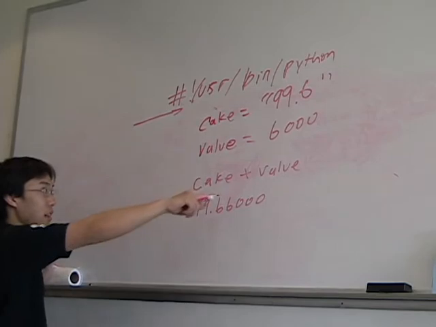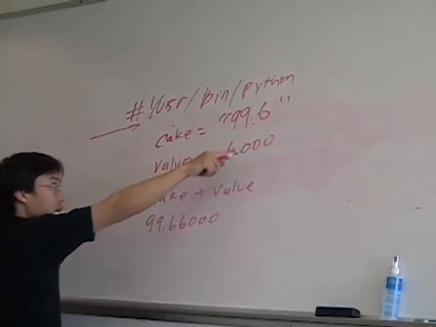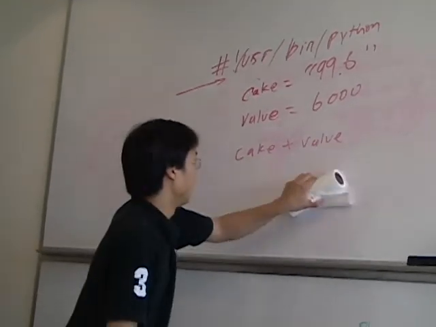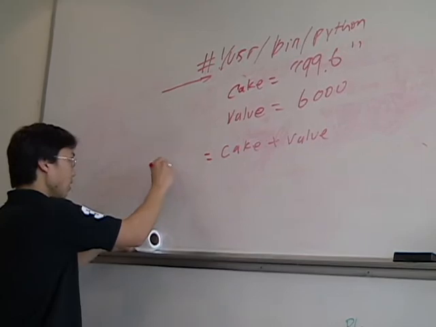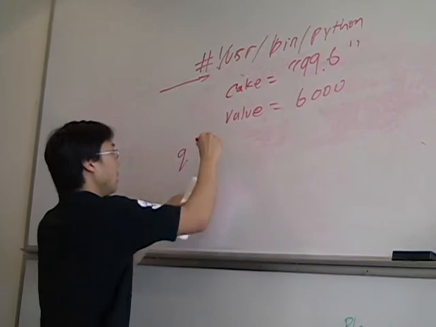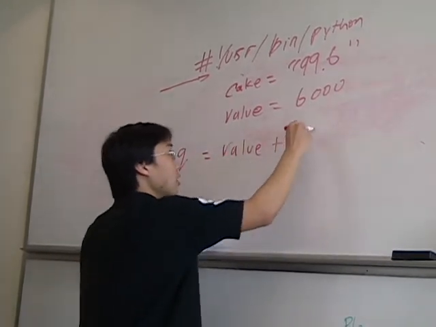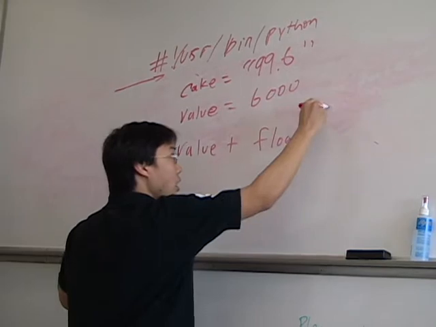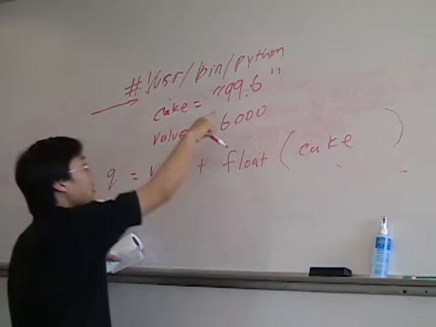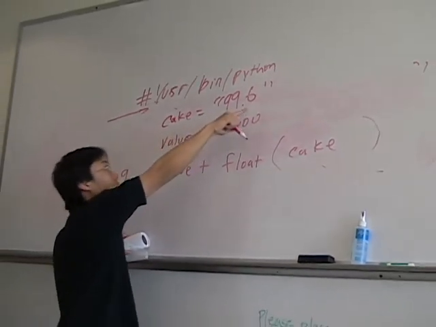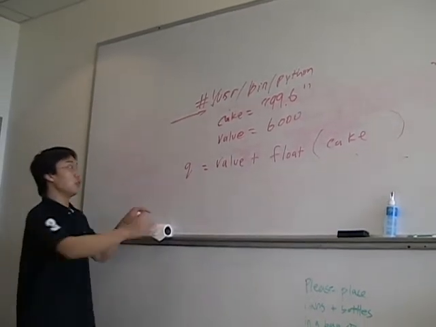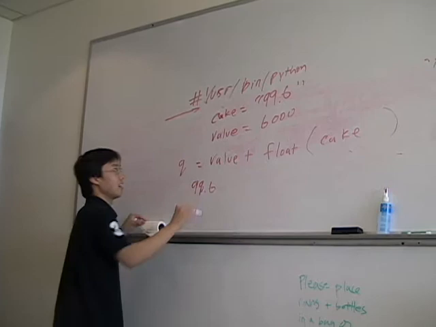So what you can do is convert this guy from a string to a floating point. To do so, you do the casting operation. Let's give it a variable, so q, and then it's going to be value plus float, open and close parentheses, and cake. So it's going to give you the numerical, the floating equivalent to 99.6. Okay, but what if you do want 99.6? Well, you just leave it like this.